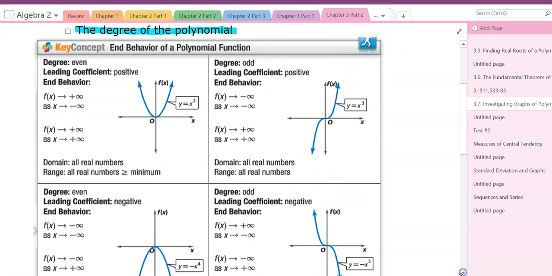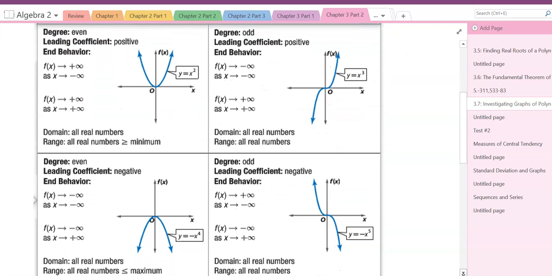This chart that I have here for you guys summarizes what's happening. I want you guys to look at just the left side for a minute. This is talking about if your degree is even. So that would be if it said x squared plus a whole bunch of other stuff, or x to the fourth, or x to the sixth. If that was the biggest exponent, your degree there would be even because you have an even number. So you're having an x squared, x to the fourth, x to the sixth, something like that.